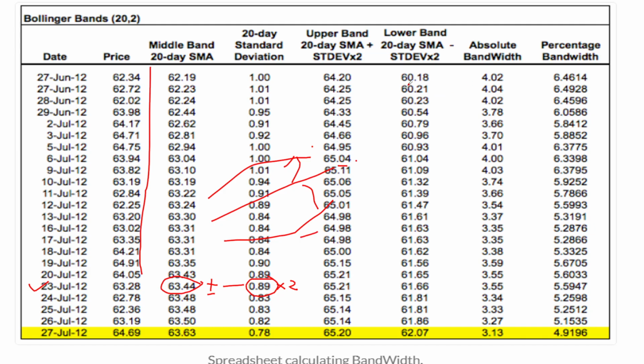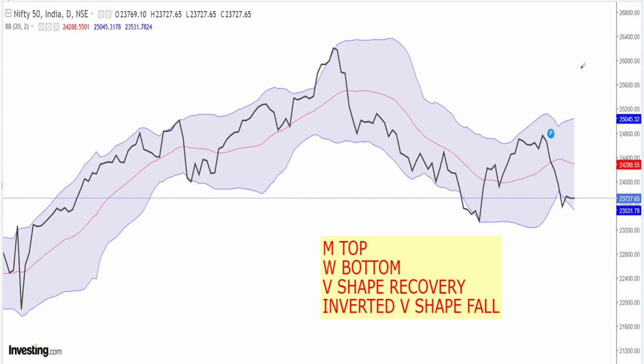And guys, the difference of these two bands is nothing but what you call the bandwidth. With this bandwidth also, in my next slides, we will find out how the bandwidth can simply give you the trend. So that's the formula. It's a very simple formula. Now let's get deep into the chart.